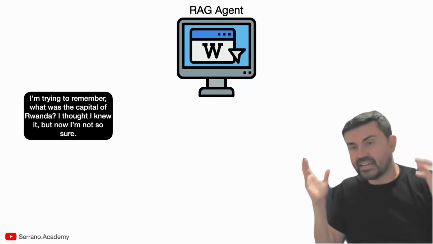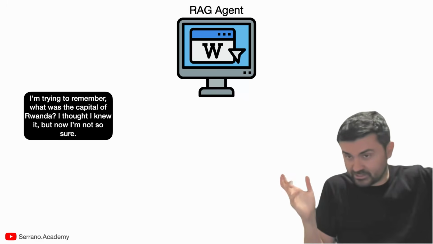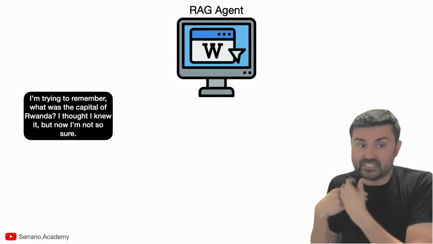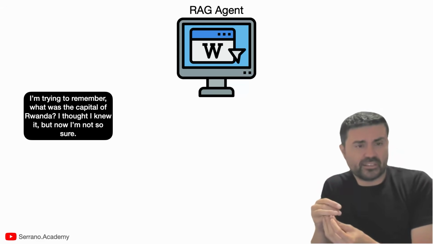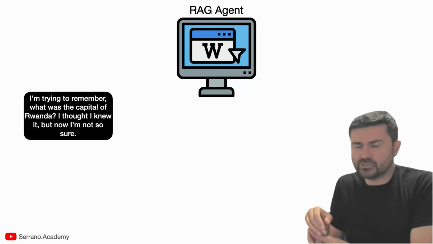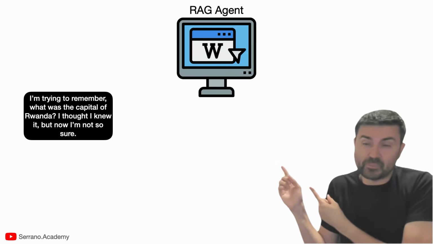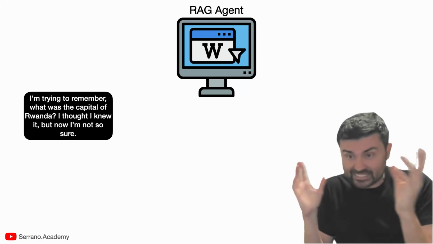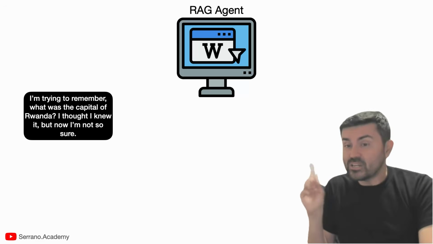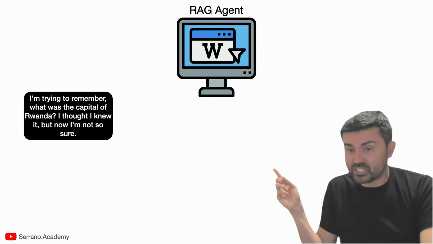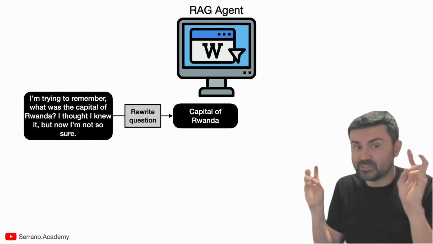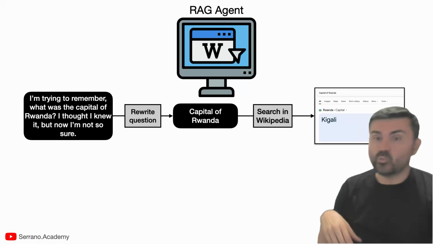So here is how RAG works. Let's say that the question, maybe your uncle calls you, asking you a question, and it's not the perfectly worded question. It just says, I'm trying to remember what was the capital of Rwanda. I thought I knew it, but I'm not so sure. So if you're going to search in Google, you don't copy paste this, right? Humans have developed a skill for the last 20 something years, and we know how to search on Google. So we turn that question into a Google search query, which is capital of Rwanda. And then we search it.